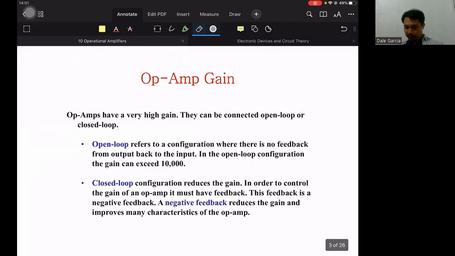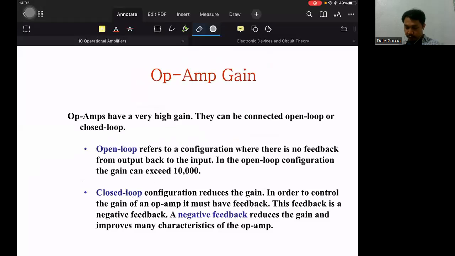So that's so much for the impedances. Now, how about the gain? So op-amps have a very high gain. And we have two types of gains, the closed loop and the open loop gain. Open loop refers to a configuration where there is no feedback. In the open loop configuration, the gain can exceed 10,000.